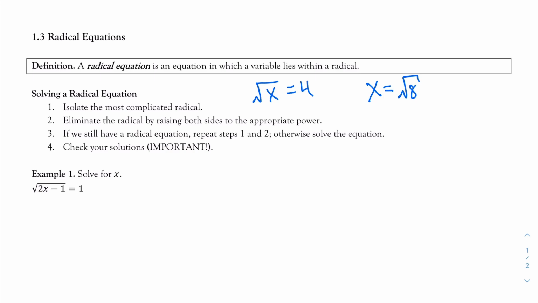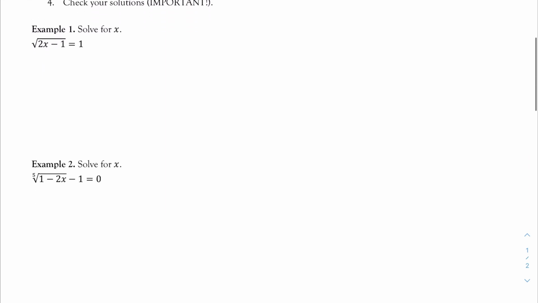On step 4, I have to check my solutions. One interesting thing about radical equations is that sometimes they may give you something that we call an extraneous solution. In other words, an answer where you've done everything correctly, but it actually gives you something that is not correct. That is a fake answer. So we'll work through these, and then we're going to follow our 4 steps for solving a radical equation. Starting off with example 1, solve for x.